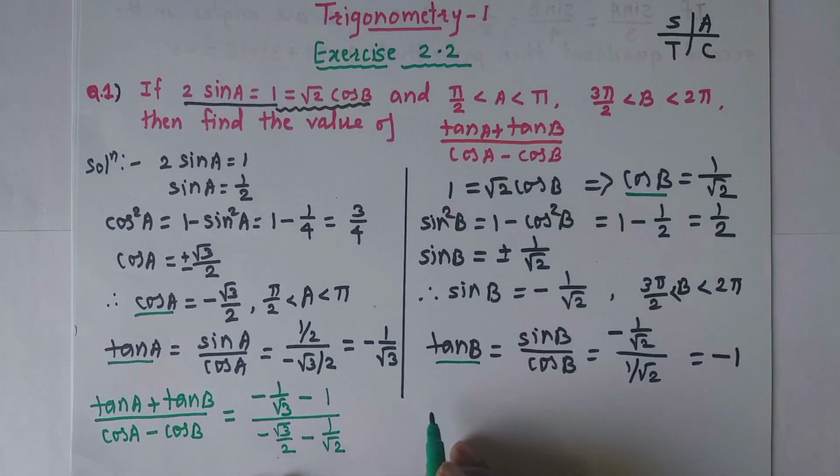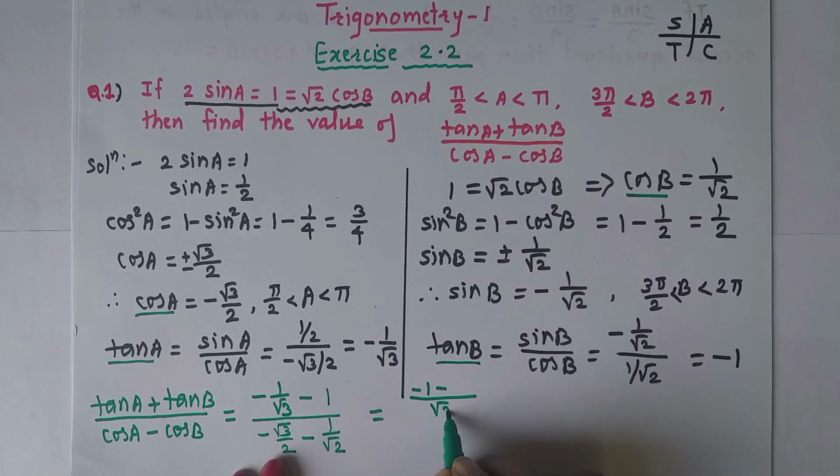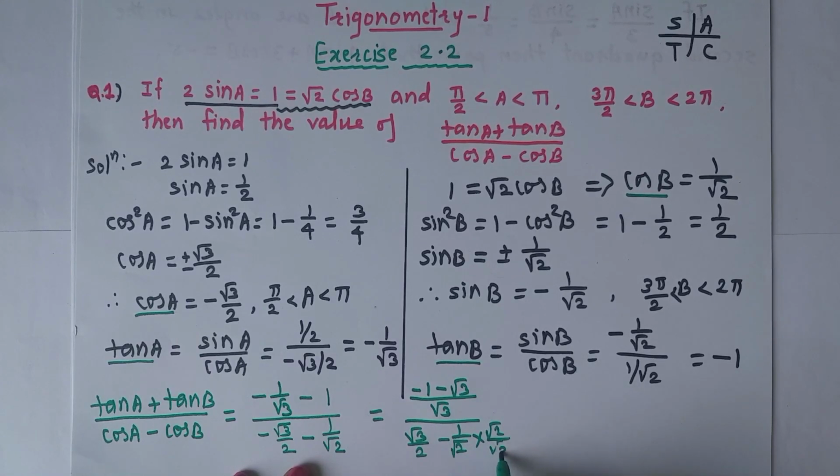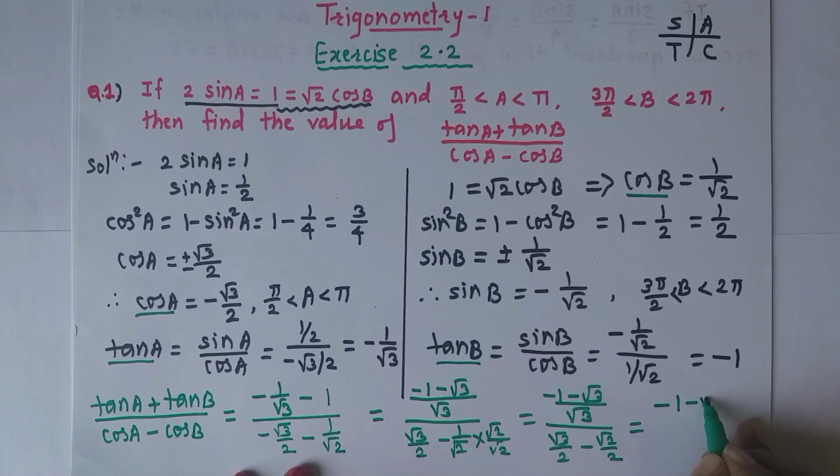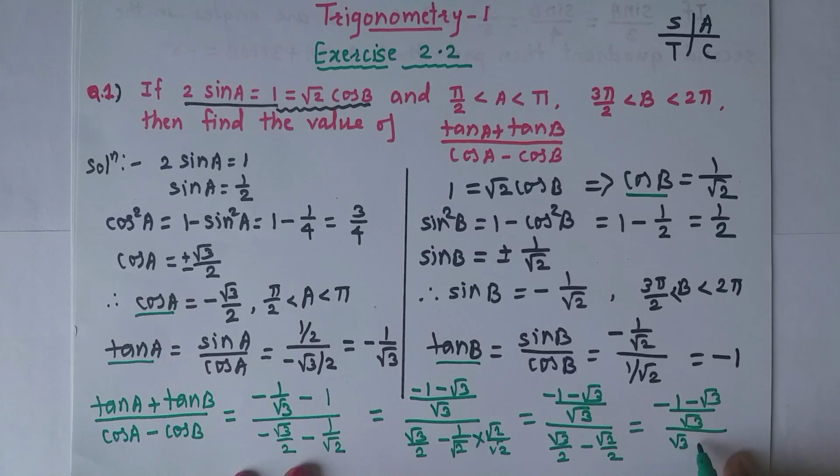For simplification here, you take LCM root 3, this will be minus 1 minus root 3, and for the denominator, for the second term you divide and multiply by root 2. Now this will be minus 1 minus root 3 divided by root 3, and after simplification this will be root 3 by 2 minus root 2 divided by 2, and this will be minus 1 minus root 3 divided by root 3, and this will be root 3 minus root 2 divided by 2.